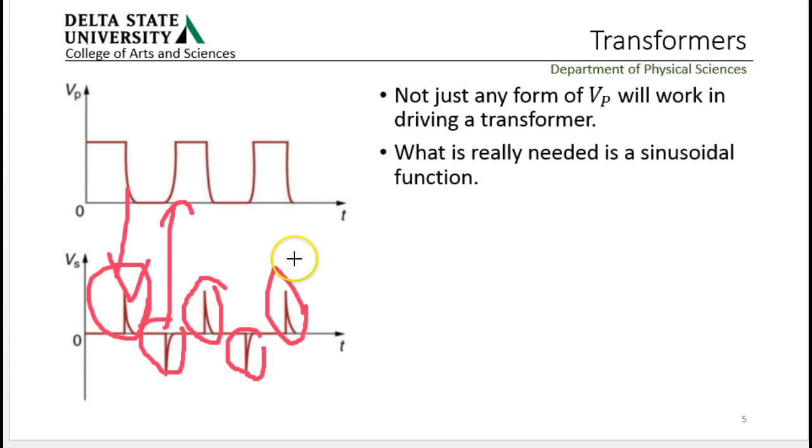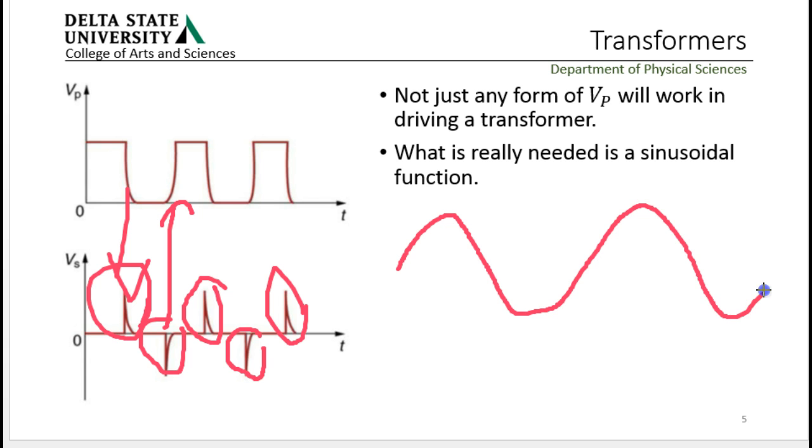So the ideal waveform to drive a transformer with is in fact a sinusoid. If you drive it with a sinusoid, out of the other side you get a sinusoid.